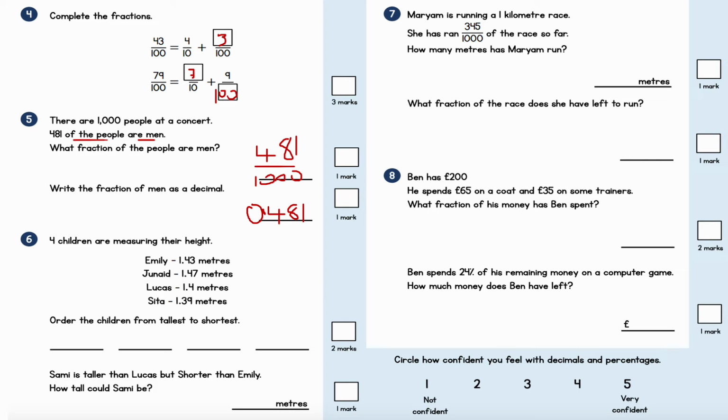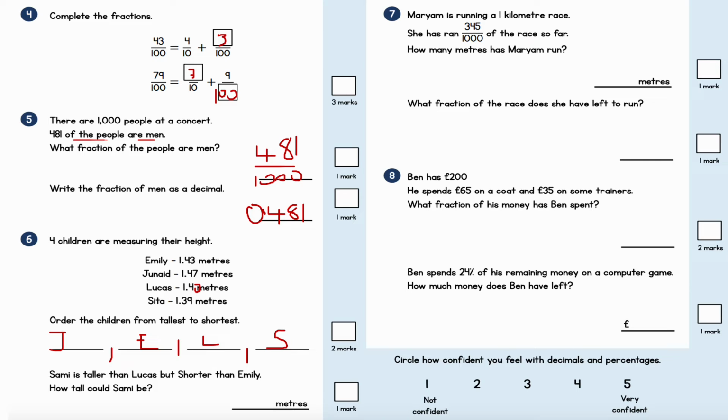This is question number 6, guys. 4 children are measuring their heights. Order the children from tallest to shortest. So tallest to shortest, it's going to be Junaid. I'll just put a J there. Then it's going to be Emily. Then it's going to be Lucas. And then it's going to be Sammy. By definition of place value, imagine it's 1.40 there. You are comparing your place values.